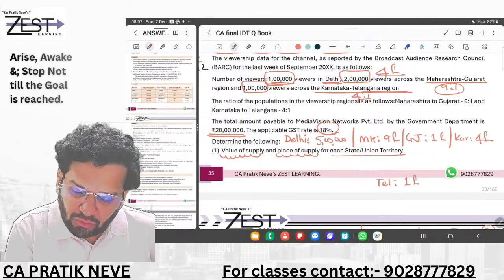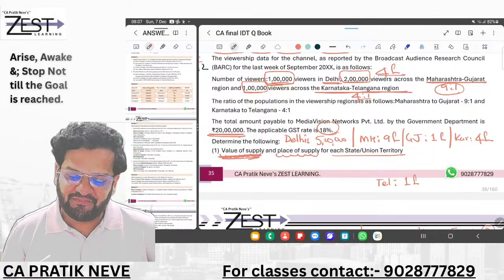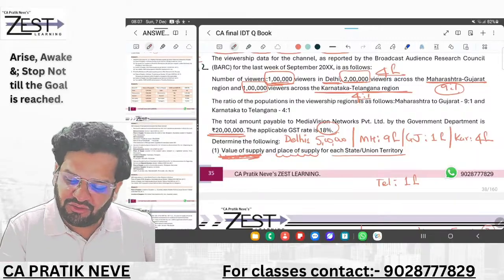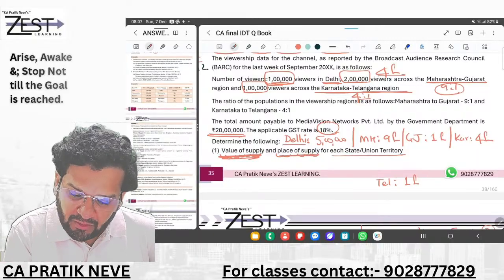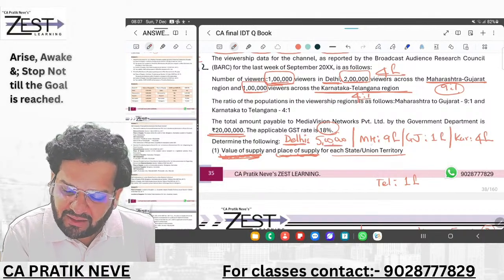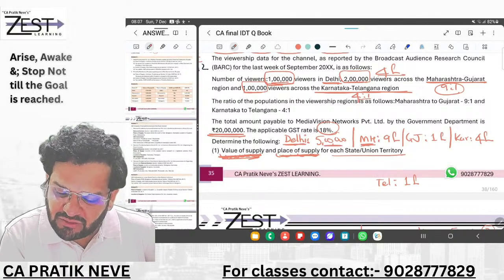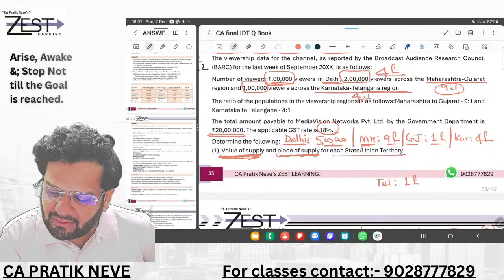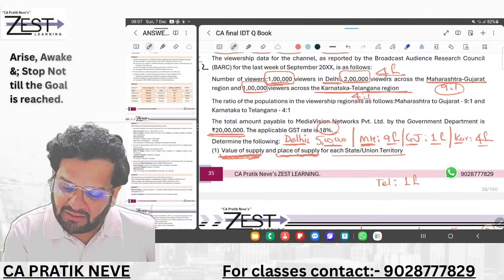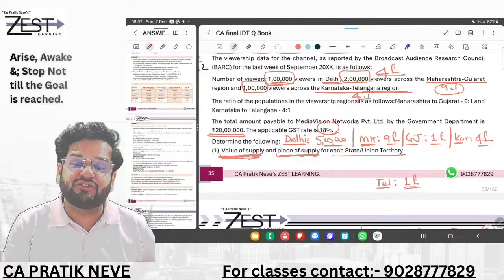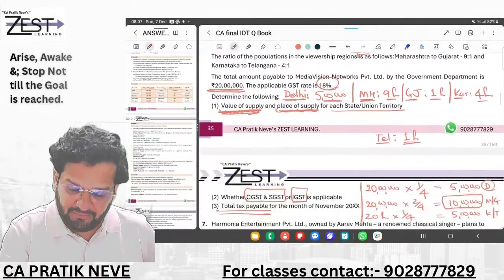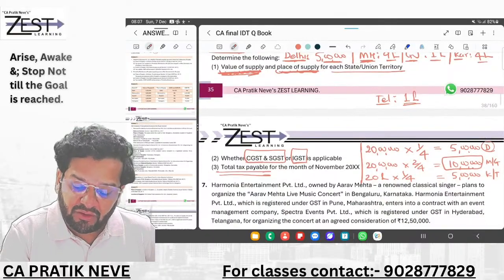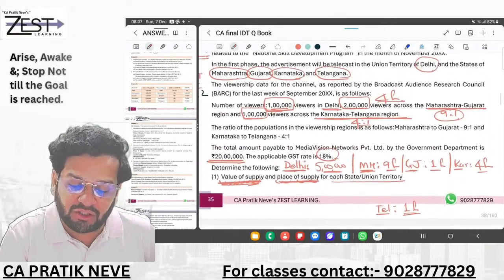That's it. So my value of supply is fixed. Understood? This value of supply is fixed. Now place of supply is also fixed. For place of supply Delhi 5 lakh, Maharashtra 9 lakh, Gujarat 1 lakh, Karnataka 4 lakh, and Telangana 1 lakh. That is fixed now. Now I have to calculate which GSTs are payable, and exactly which GSTs are payable, that I have to determine.